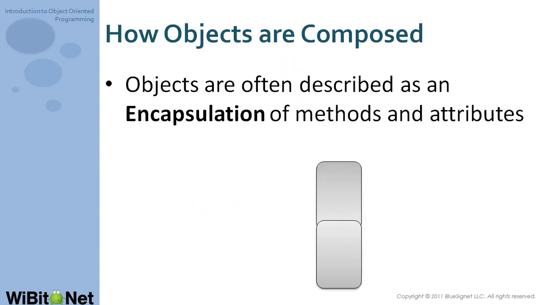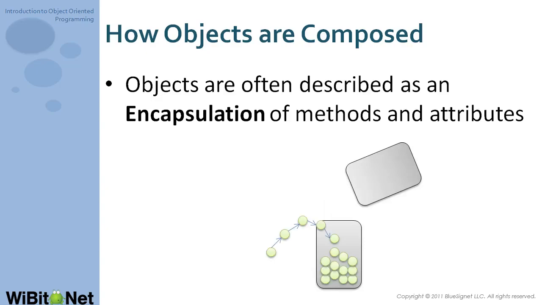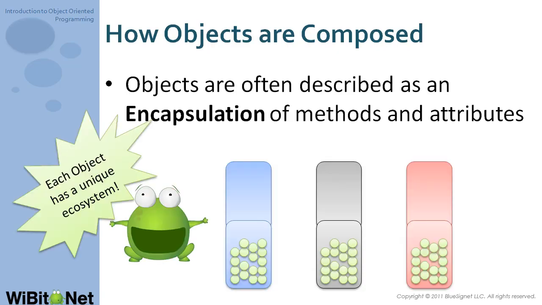So objects are often described as an encapsulation of methods and attributes. You can think of it literally as a capsule. We put a whole bunch of methods and attributes into that capsule, and then we encapsulate it. Boom! Now we've got this thing that contains a whole bunch of different methods and attributes. Now we have multiple encapsulations of methods and attributes, and as Whippet the Frog is telling us here, each one of those is its own ecosystem, completely independent from one another.